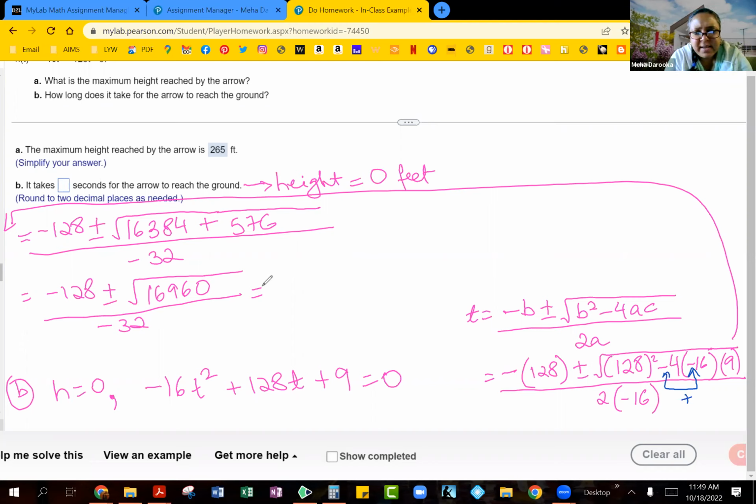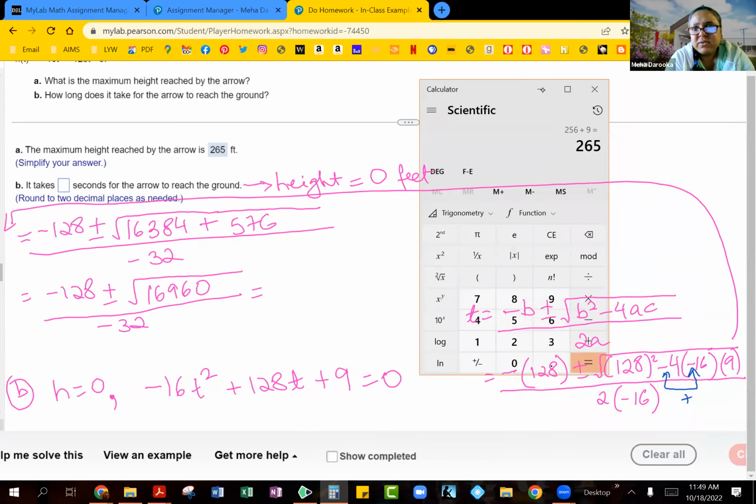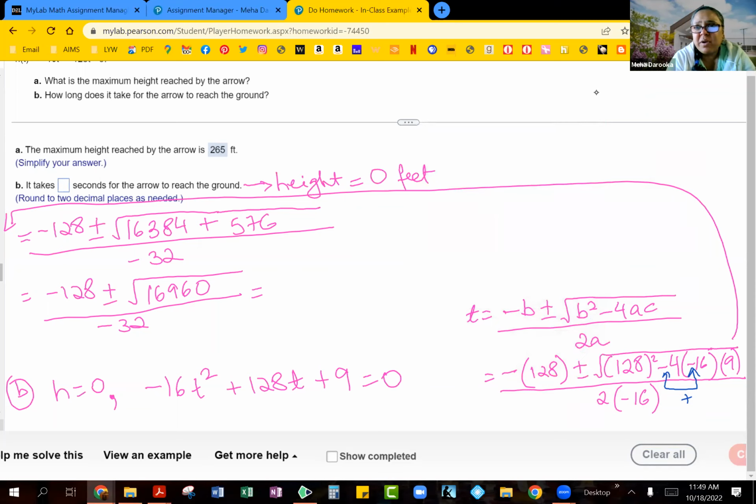16,960 is not a perfect square, and I can show you that over here. So if we tried to do 16,960 and take its square root, you will see we get a decimal answer. So that's telling us this is not going to be a nice and clean number. So then I'm not going to worry about simplifying this since it doesn't come out as a perfect square. So now we just need to know what time it's going to take for the arrow to reach the ground.